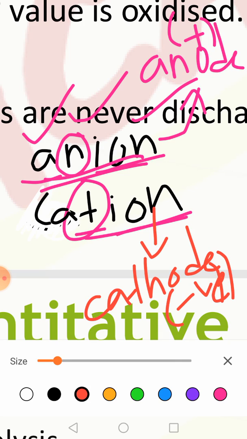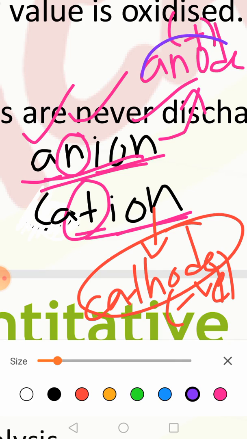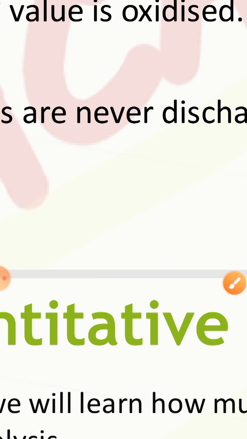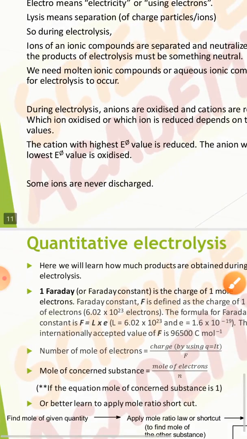And now the red cat. So reduction of cation occurs where? At the cathode. So simple. Reduction of cations occurs at the cathode, and anions are oxidized. So oxidation of anions occurs where? Obviously at the anode, because anions go to the anode. So that's the simple revision from our O-level syllabus.